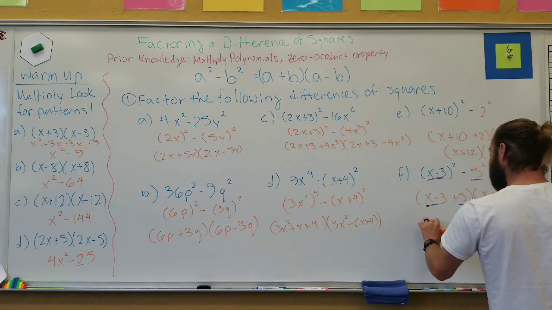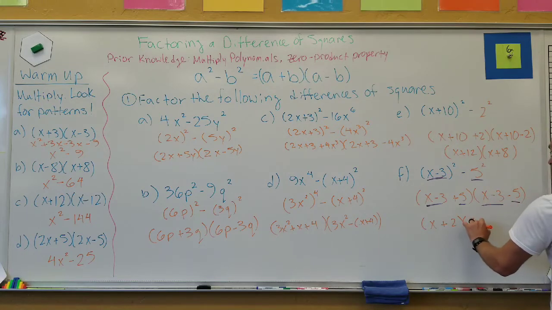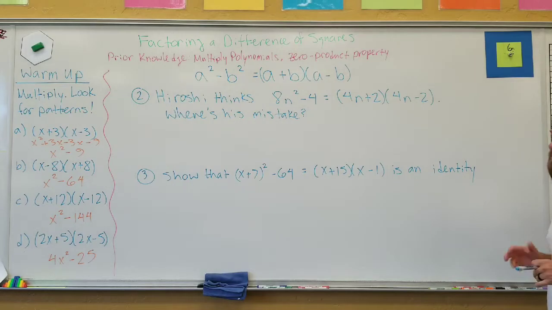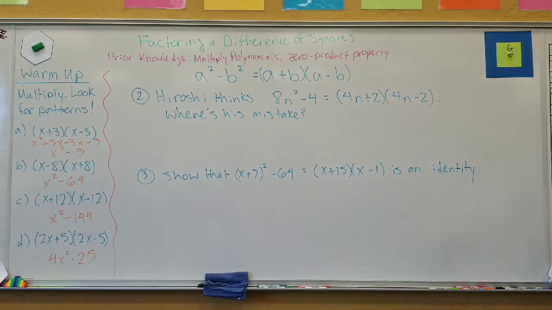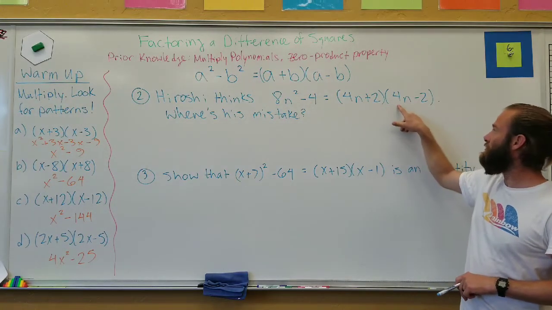So then this simplifies into x minus 3 plus 5 is x plus 2, and then minus 3 minus 5 is x minus 8. So let's look at a couple more examples that are sort of like applying the thinking that we had to do in example number 1. So the first one, I'll talk through these two, and I actually want you to take a stab at them on your own. The first one, Hiroshi thinks 8n squared minus 4 equals 4n plus 2 times 4n minus 2.